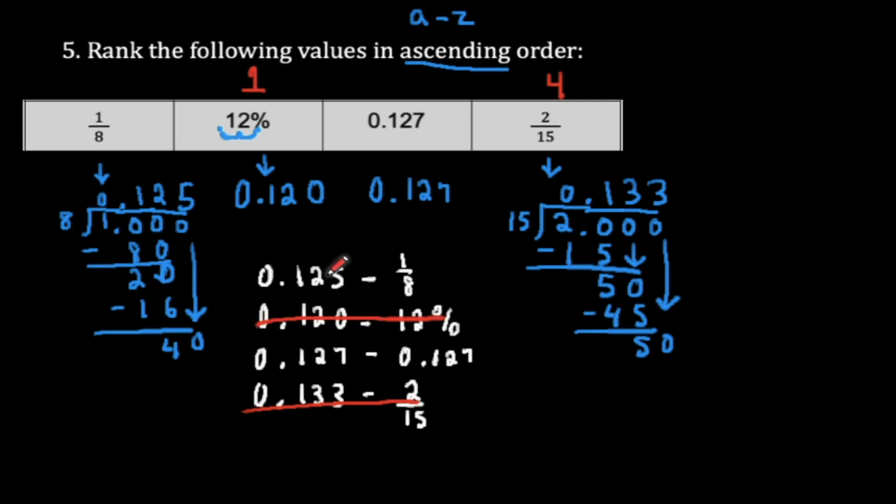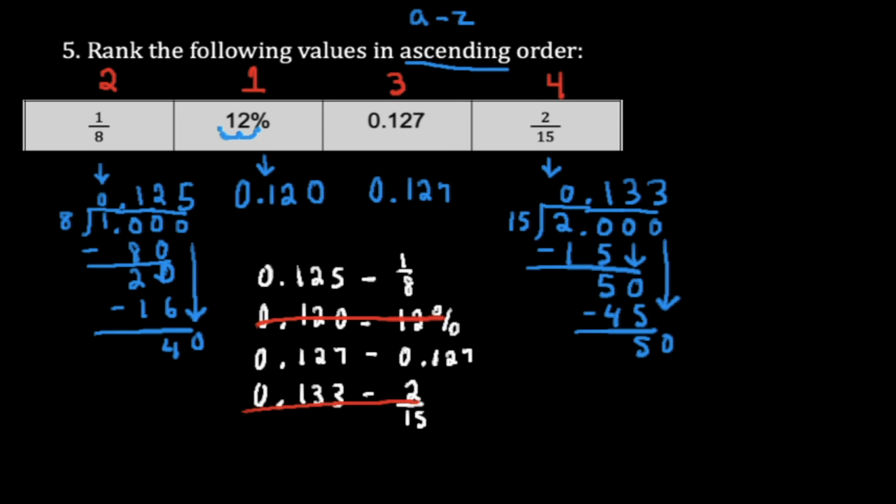Next. 125, 127. So which one is next? The next least is 1/8. So that's number 2. And then we have number 3. Okay. So that means that 12% is the smaller value, followed by 1/8, then 0.127, then 2/15. Okay. So that's how you rank these values in ascending order.